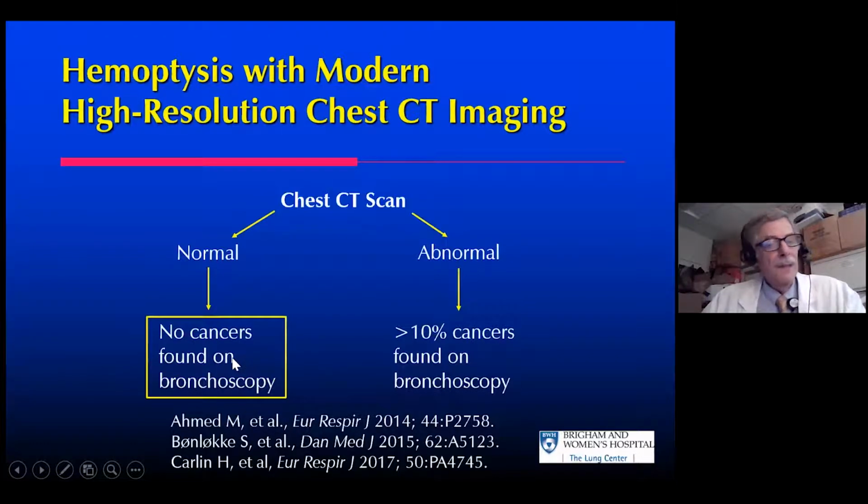On the other hand, if there's a finding on CAT scan and it isn't obvious cancer, but there's some abnormality, we better look with the bronchoscopy, and then there is a finite finding. So most of the workup is achieved with chest CT scanning.